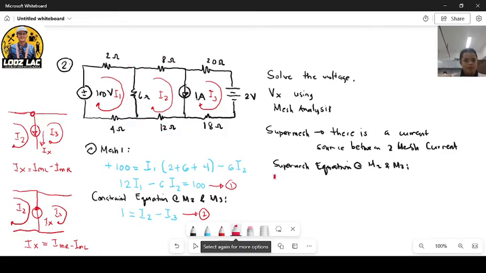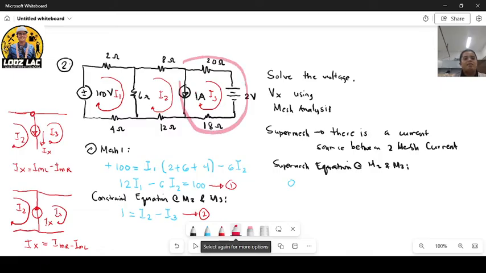So, is there a voltage in mesh 2? Wala. Walang voltage sa mesh 2, right? So, you just put here 0, or you can leave it as empty. Wala kang ilagay dyan. Next is you refer to mesh 3.